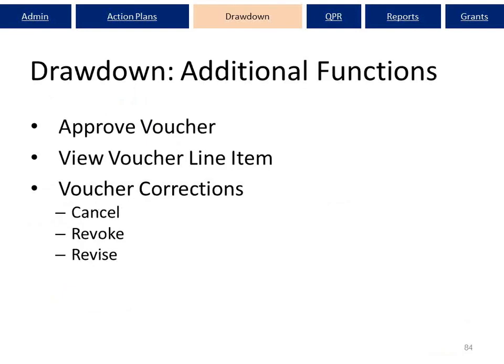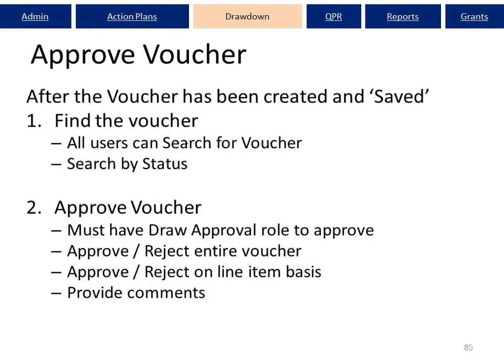Other functions real quickly are cancel, revoke, and revise. Cancel and revoke are very similar in terms of it's before it's gone to be processed. If a draw has been processed already, you can revise the activities across the grant, revise draws across the grant, across activities.